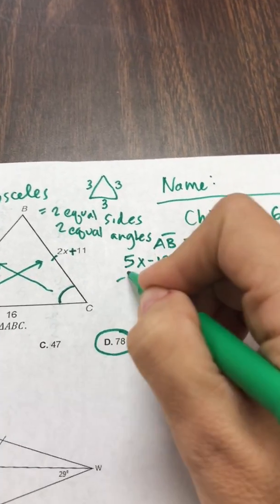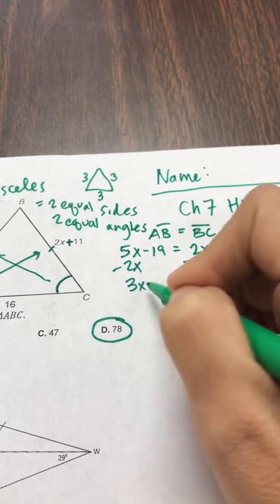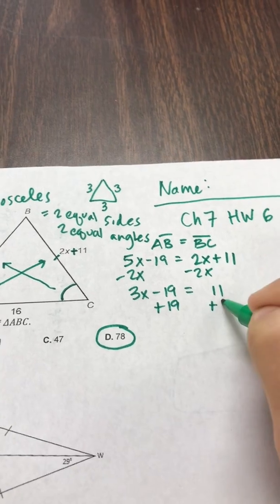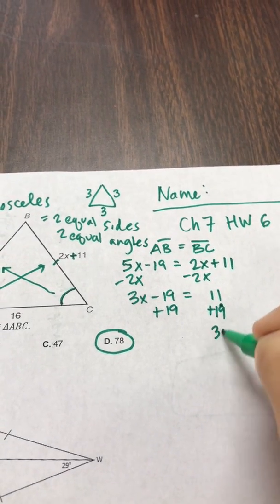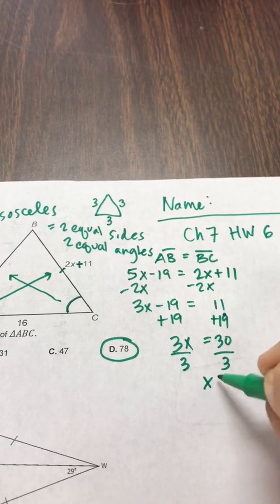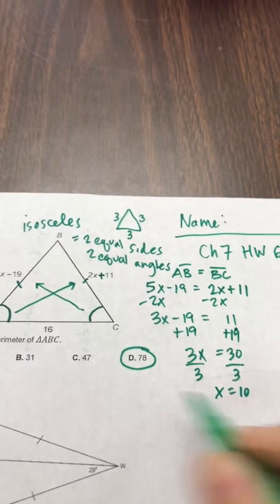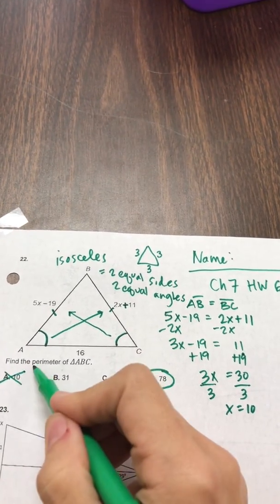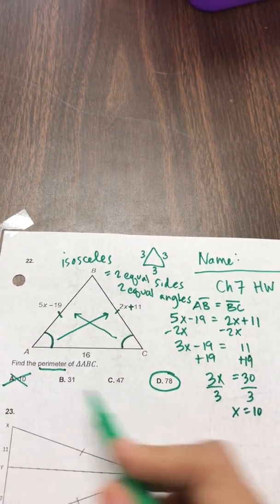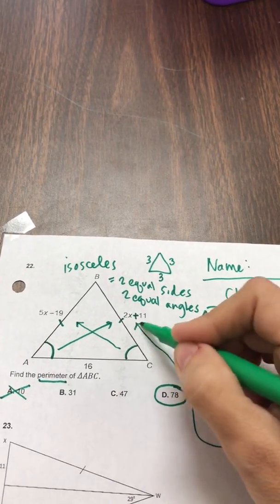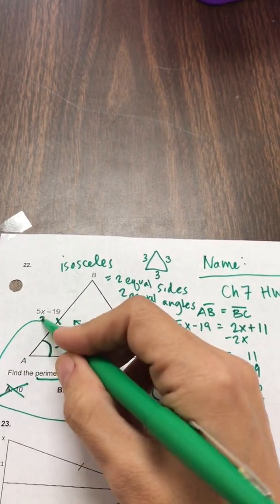Okay, so if I subtract and I add, okay, so I pretty quickly found the mystery of the x. X is 10, but that's not the perimeter, so I'm not going to fall for that, but 10 does play a role in the problem. Now, since I've solved the mystery of the x, I can plug it into the problem.